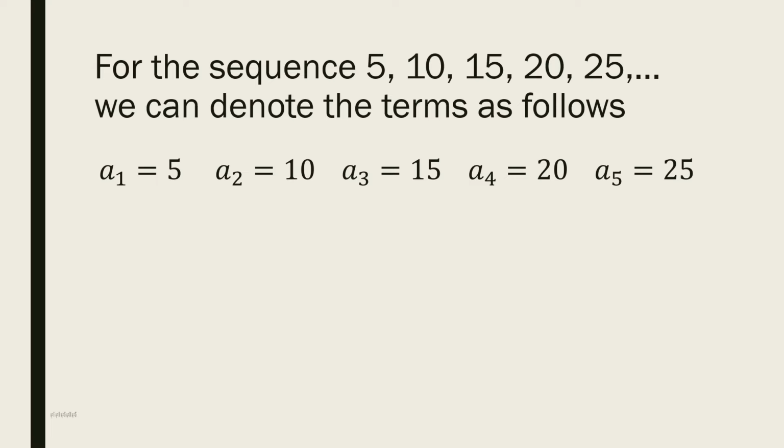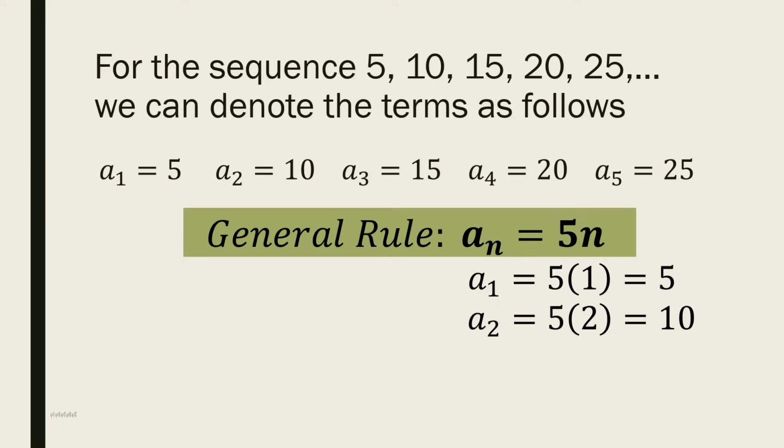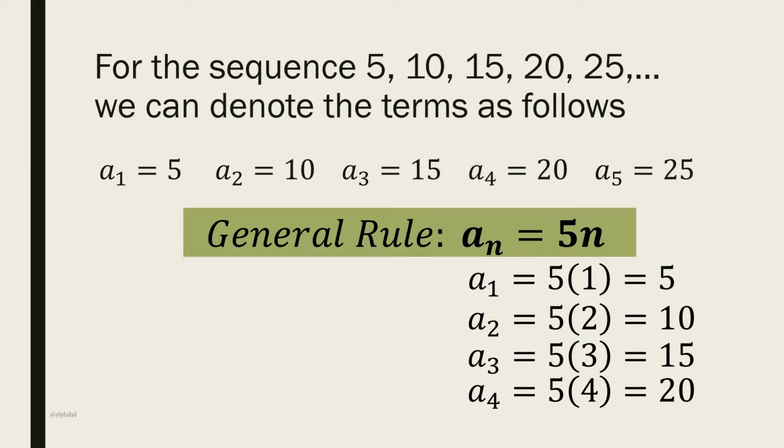Its general rule is a sub n is equal to 5n. Since 5 times 1 is 5, 5 times 2 is 10, 5 times 3 is 15, 5 times 4 is 20, and 5 times 5 is 25. So that general rule there is only for the sequence 5, 10, 15, 20, and 25.